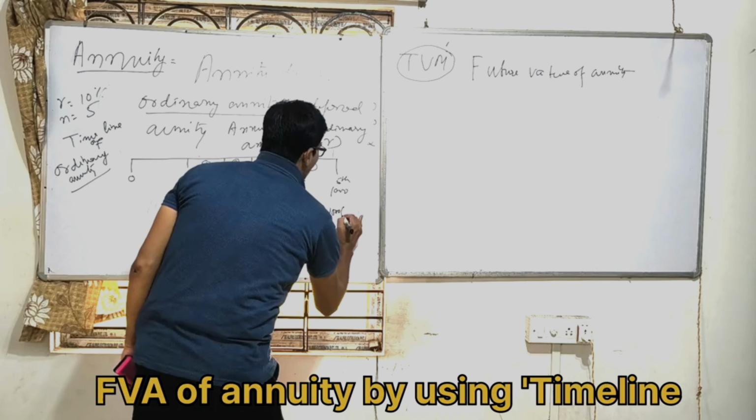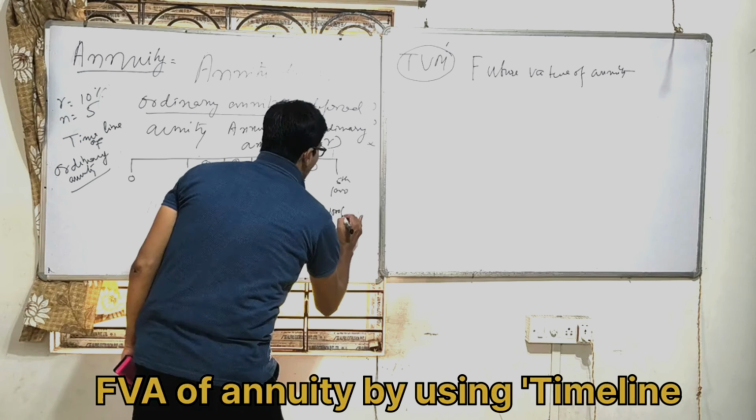And last one, the fifth annuity, will be at the end of the 5th year. This will not be compounded, because after the payment or receipt, I will get back or I will give back. 5 numbers of annuity at the end of first year, second year, third year, fourth year, and 5th year. After giving that annuity, whole amount I will get back. So for this amount there will be no time for compounding. It will be compounded for 0 years.